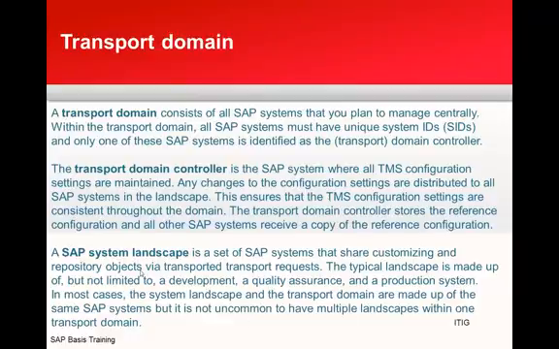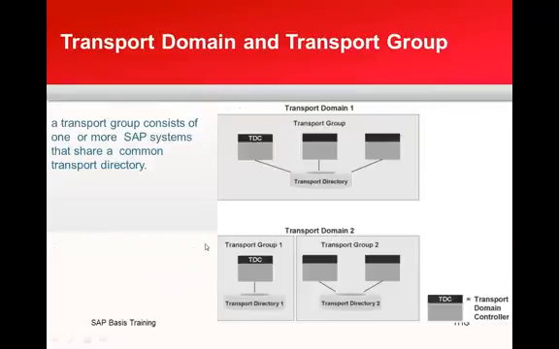Okay, the next thing: an SAP system landscape is a set of systems that share customizing and repository objects via transport requests. The typical landscape is made up of, but is not limited to, a dev system, that is development, quality assurance, and a production system. In most cases, the system landscape and transport domains are made of the same systems, but it is not uncommon to have multiple systems within one transport domain.